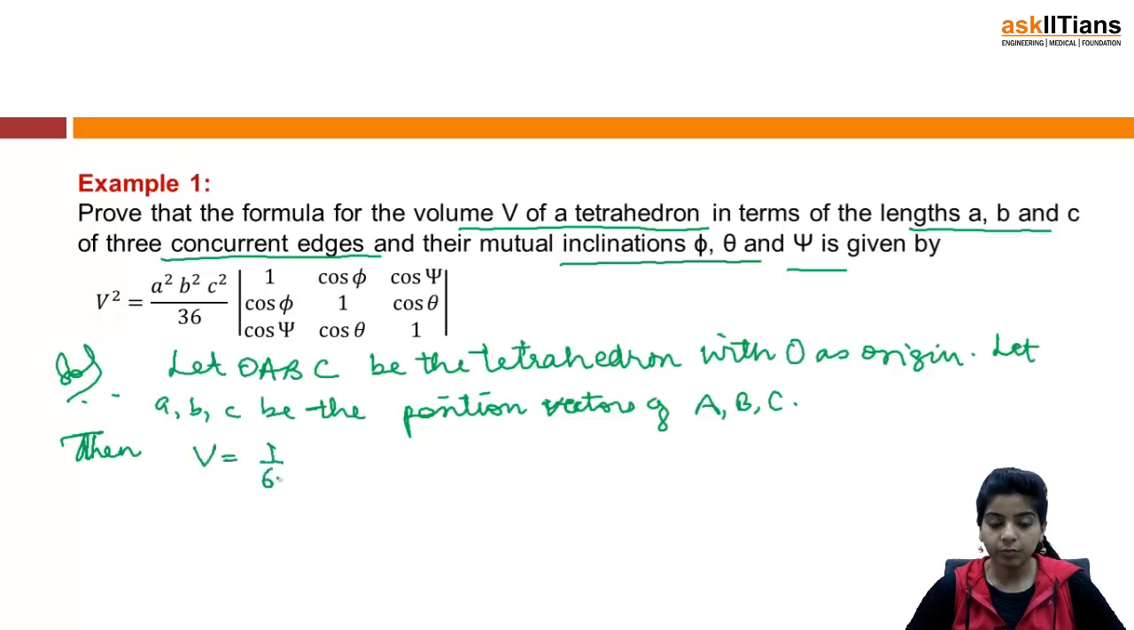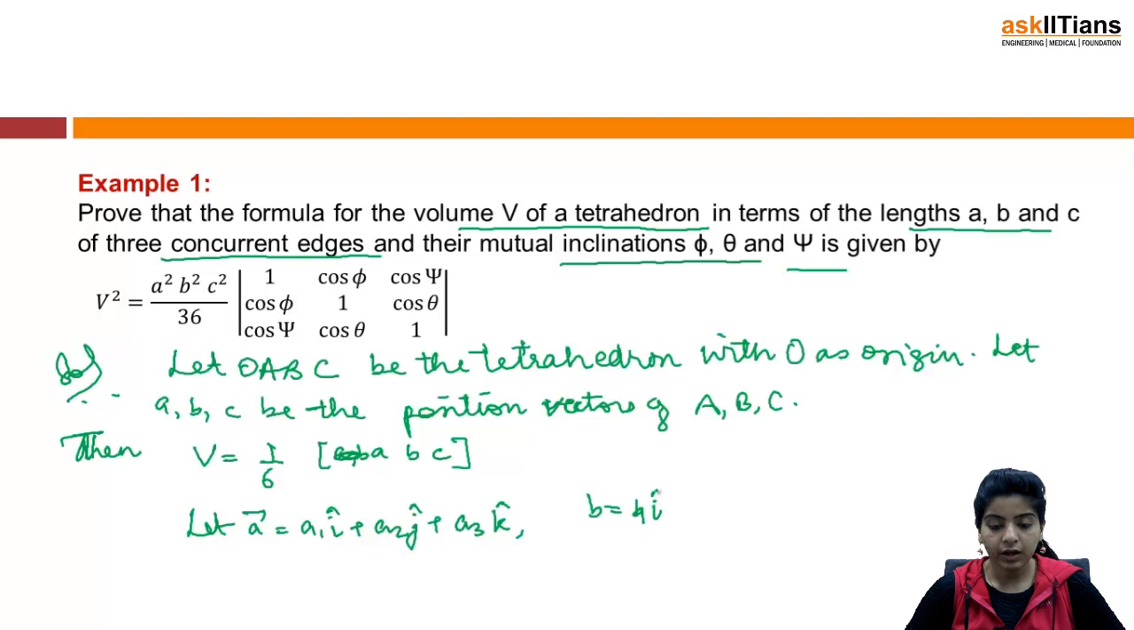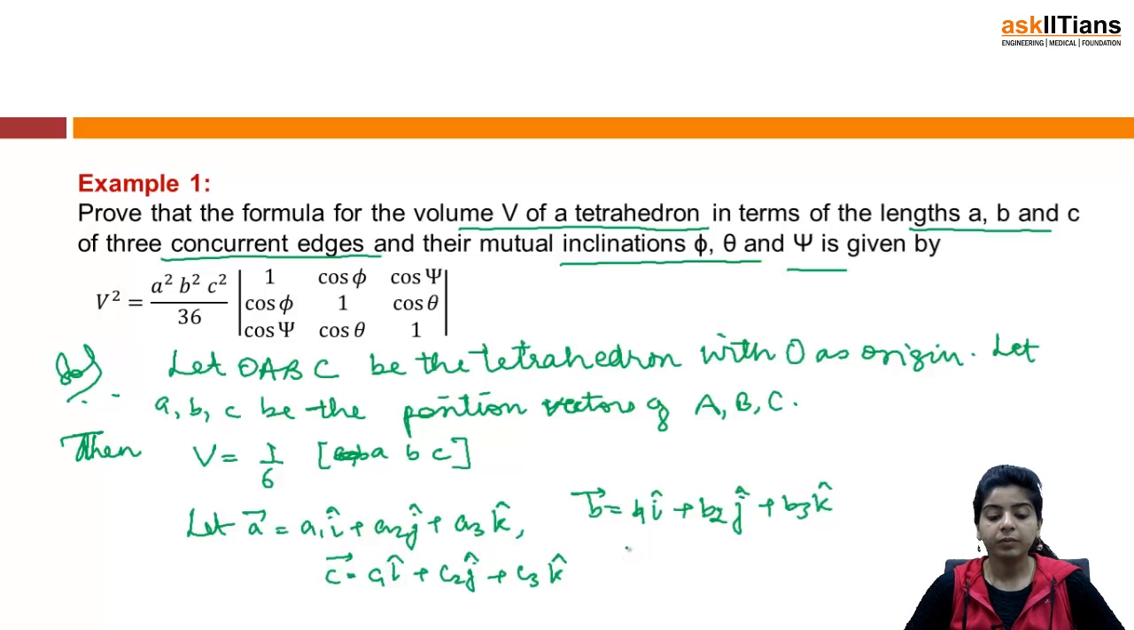Then V, as we have already discussed in properties, is equal to 1 by 6 scalar triple product of A, B, C. For that we have to assume A, B, C also. So let us suppose A is A1 i plus A2 j plus A3 k, B is B1 i plus B2 j plus B3 k, and C is C1 i plus C2 j plus C3 k.